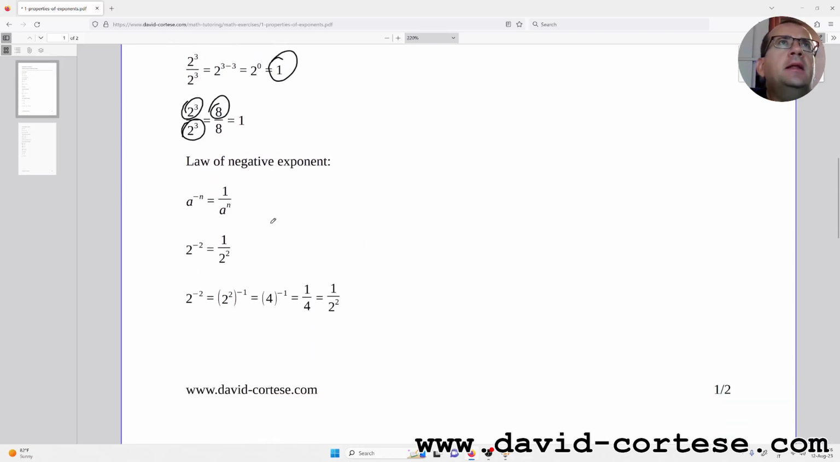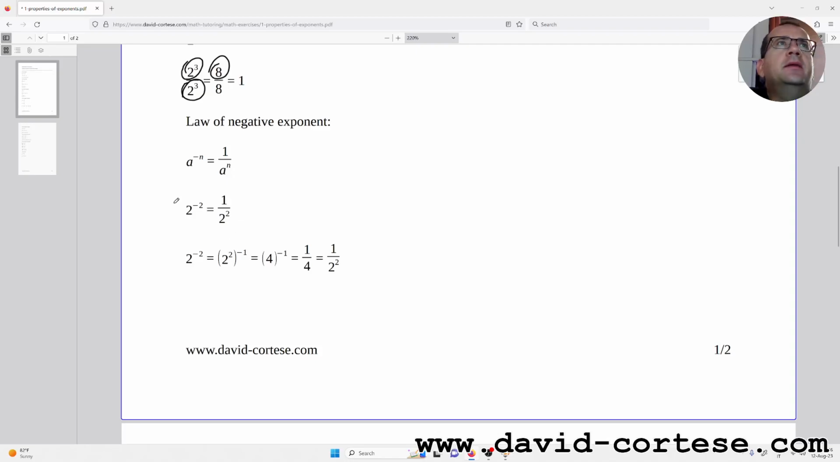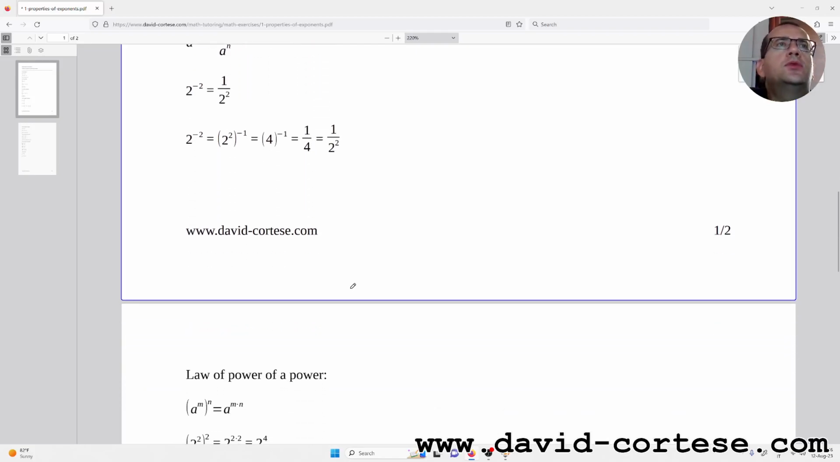Law of negative exponent. A raised to minus n is 1 over a raised to n. For example, 2 raised to minus 2 is equal to 1 over 2 raised to 2. In fact, 2 raised to minus 2 is 2 raised to 2 raised to minus 1. So it's 4 raised to minus 1, so it is 1 over 4. That is 1 over 2 raised to 2.